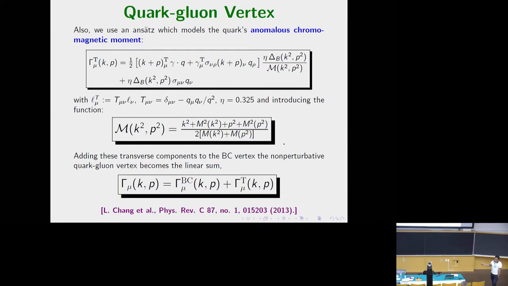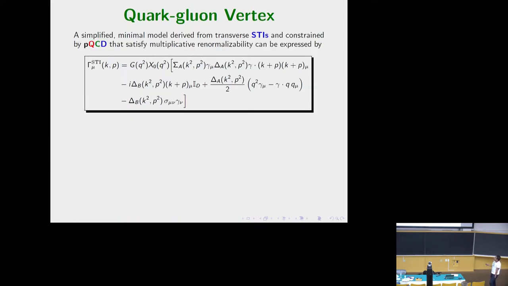But we know that in QCD, the quark-gluon vertex also satisfies a Slavnov-Taylor identity, which is a generalization of the Ward-Green-Takahashi identity for the non-Abelian case, and also leaves the transverse part undetermined. Well, going in this direction, we use a novel ansatz vertex, which is given by this expression here, and it is a simplified minimal model derived from the transverse Slavnov-Taylor identity and constrained by perturbative QCD that satisfies multiplicative renormalizability.